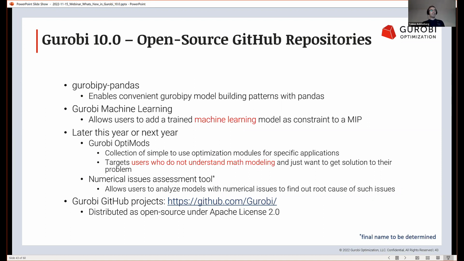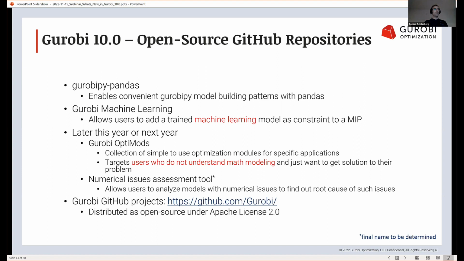These ones already exist right now, so you can go to our github.com/Gurobi GitHub page and find these repositories there. The first one, the Pandas one, is currently just in beta stage, but it will be finalized very soon. The machine learning one is already in a, so to say, final state, but of course it will still be improved over time. And then later this year, or maybe at the beginning of next year, we are going to release 2 additional repositories.